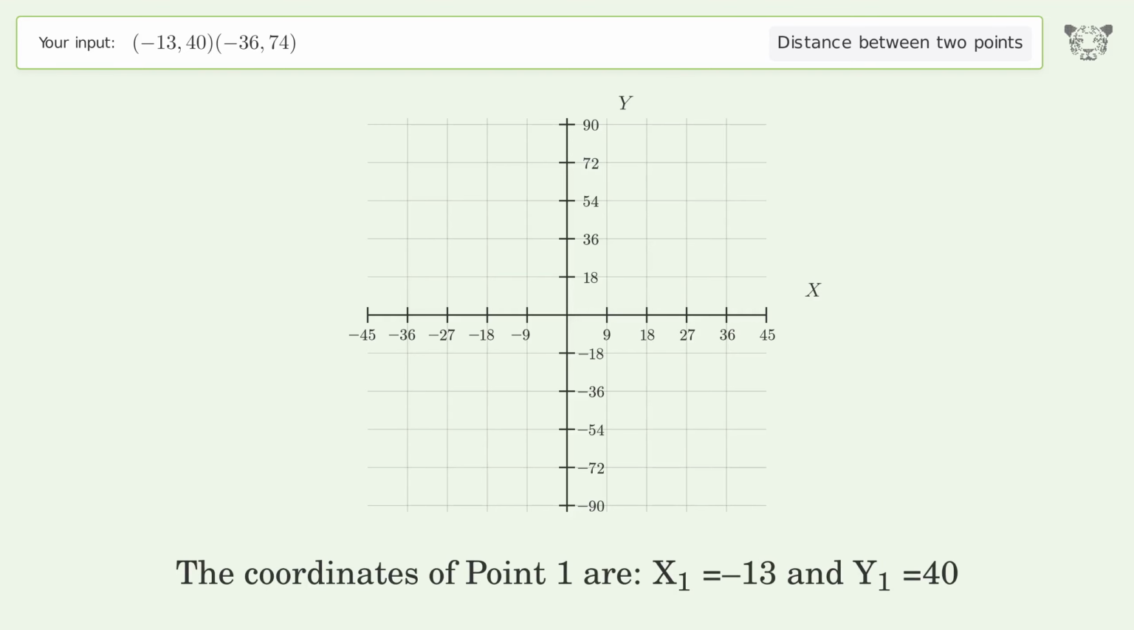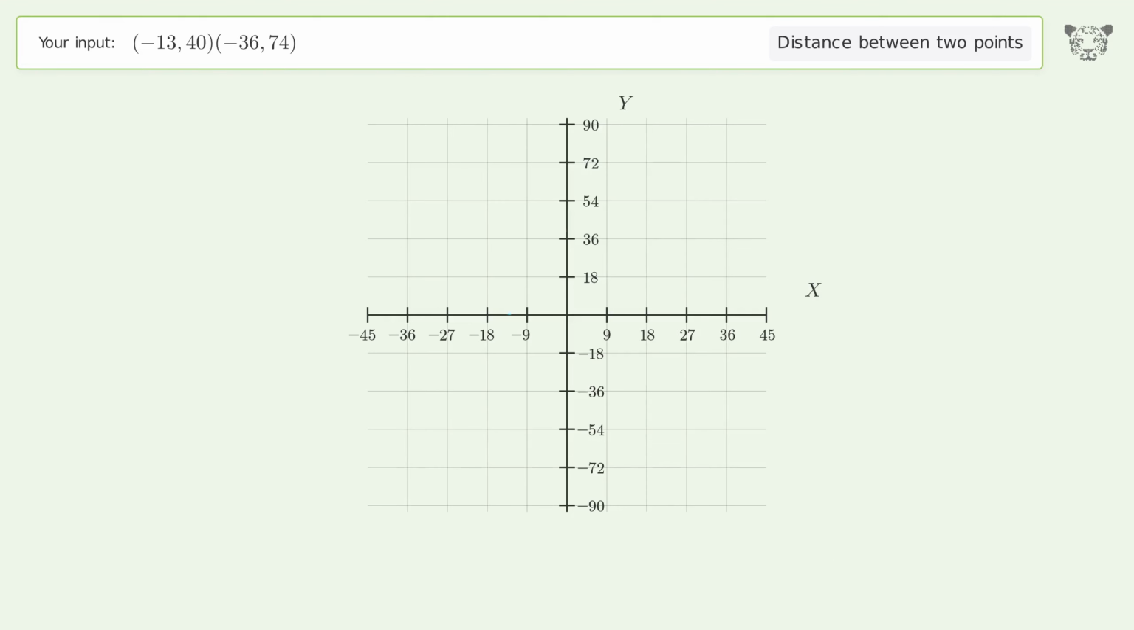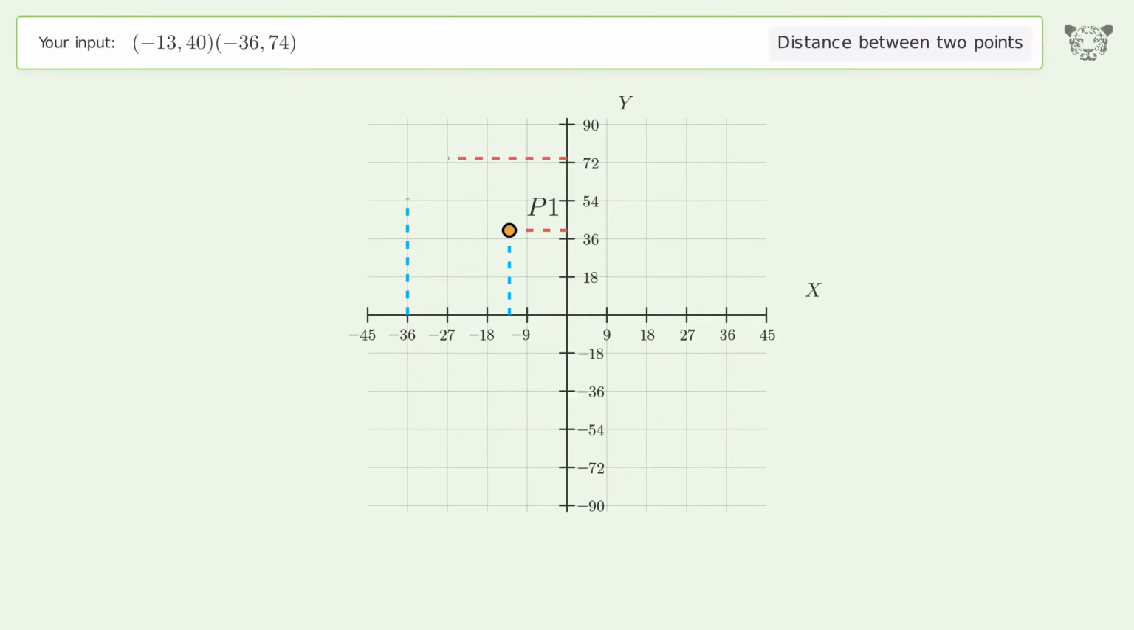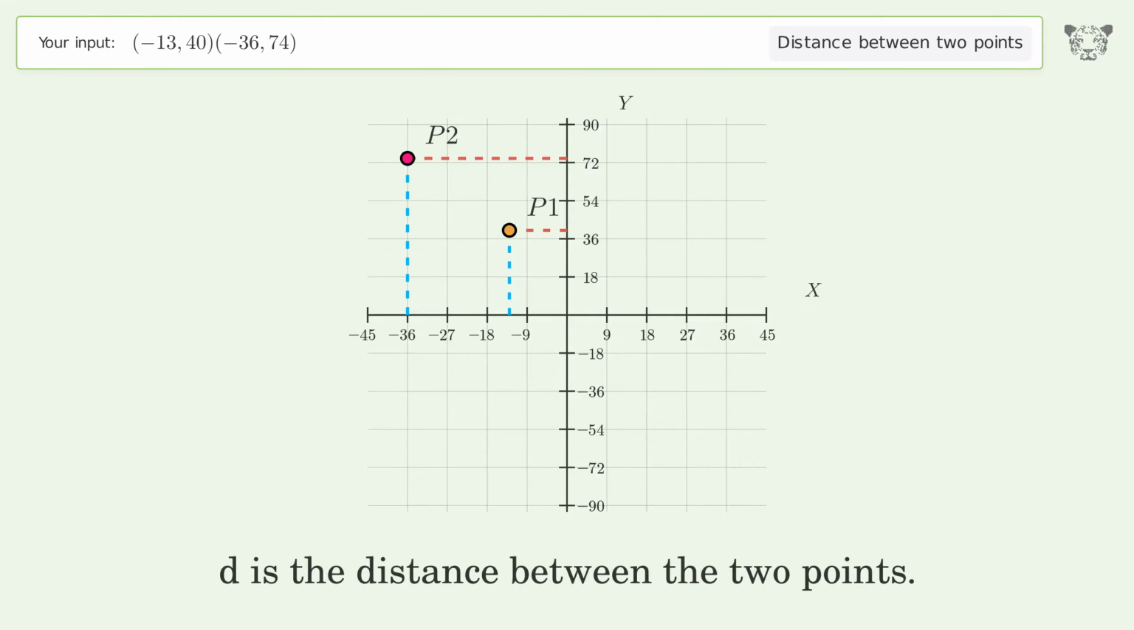The coordinates of point 1 are x1 equals -13 and y1 equals 40. The coordinates of point 2 are x2 equals -36 and y2 equals 74. D is the distance between the 2 points.